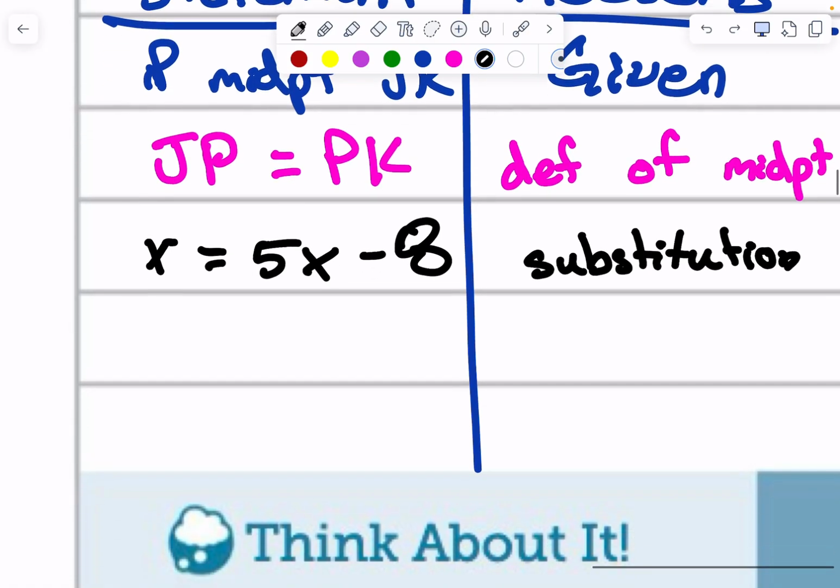All right, now what? Substitution again. No. Put 2 in for X. No. I gotta solve for it. What should we do? If you had to solve for X here, what would you do?